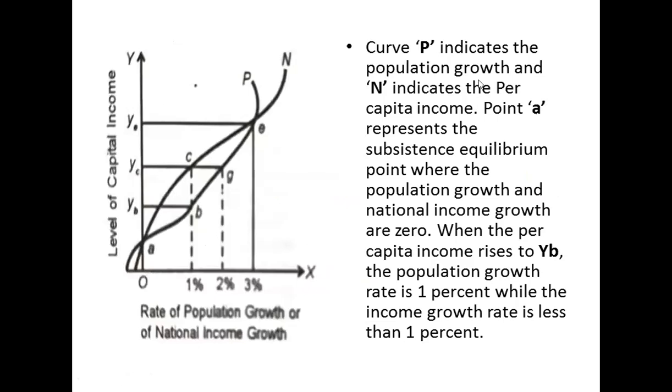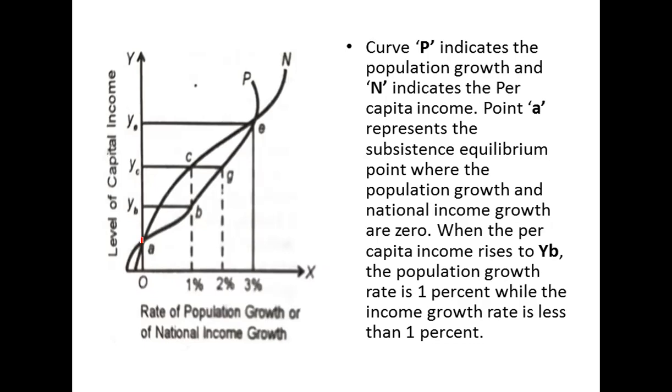Look at this figure. The curve P indicates the population growth rate. This is a population growth line, and N indicates the per capita income. Point A represents a subsistence equilibrium point where the population growth and national income growth rate are equal. So at this point, the population growth rate and national growth rate are equal.